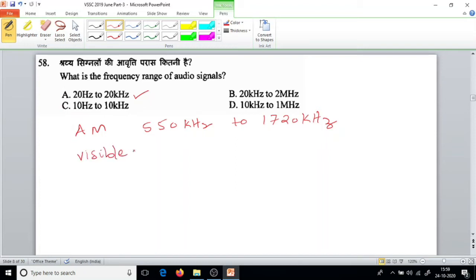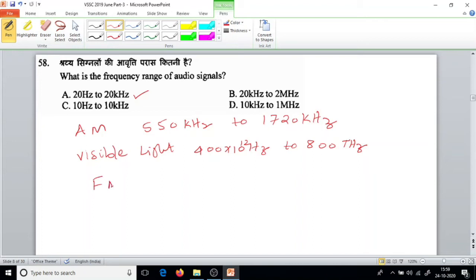For visible light, what is the frequency? It is 400 into 10 to the power 12 hertz. That is 400 terahertz to 800 terahertz. Instead of writing 10 to the power 12, I wrote T. So this is for the visible light.